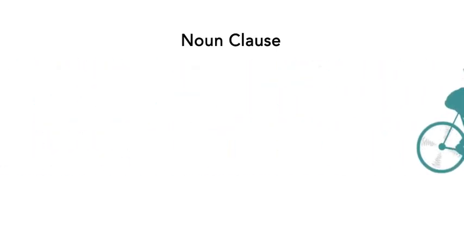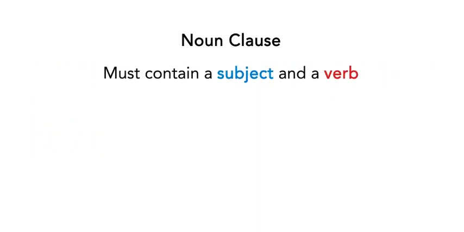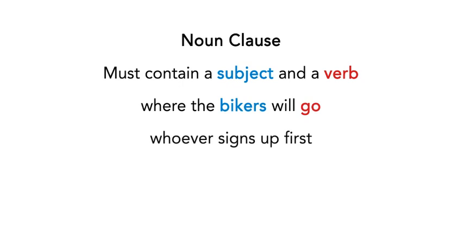Like any clause, a noun clause must contain a subject and a verb. In the noun clause, where the bikers will go, bikers is the subject and go is the verb. What are the subject and verb in the noun clause, whoever signs up first? The subject is whoever, and the verb is signs up.